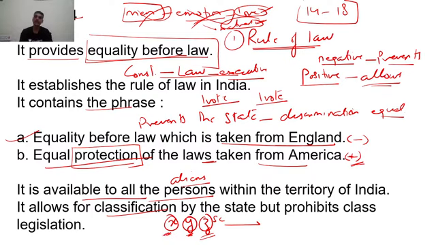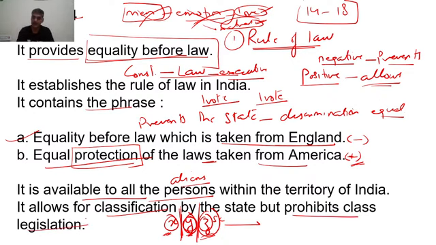Now, simply by declaring that all are equal, they by default do not become equal. For the time being, the state has to protect his interest and his interest so that in future equality can be there. It means the state has the power to discriminate among them. This one is different, this one is different, and this one is different, and separate laws have been made for them. This is the meaning that it allows for classification by the state, but prohibits class legislation.